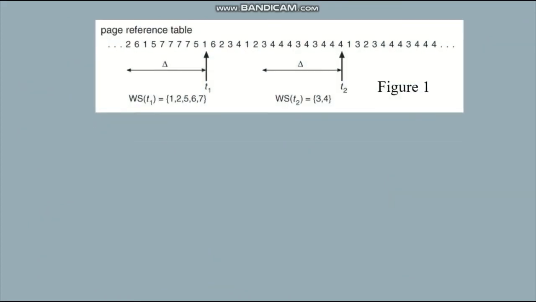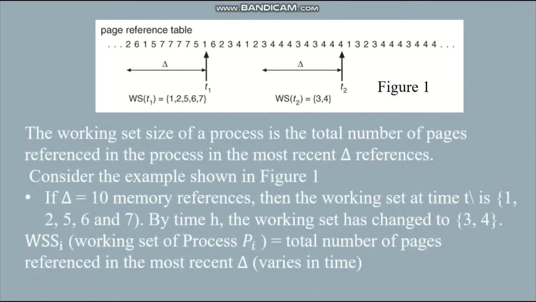So this is the page reference table, figure 1. The working set size of a process is the total number of pages referenced by the process in the most recent delta references. Consider the example shown in figure 1. If delta equals 10 memory references, then the working set at time t1 is 1, 2, 5, 6, and 7. By time t2, the working set has changed to 3 and 4.